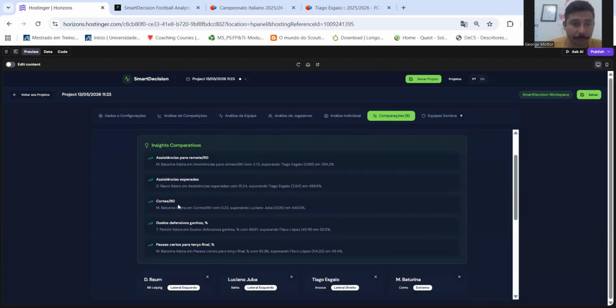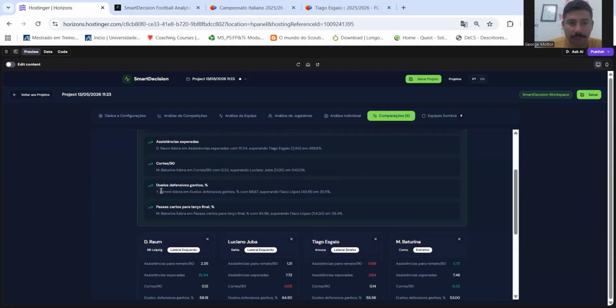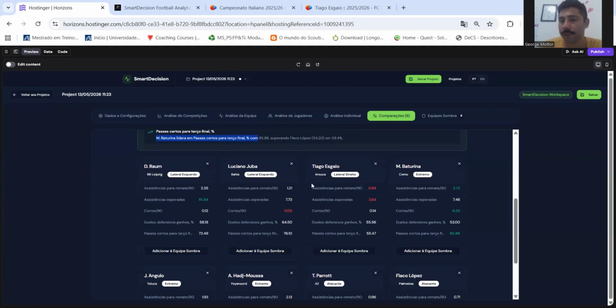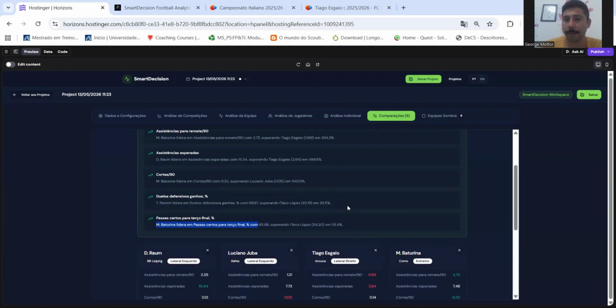For example, his expected assist rating is 15, surpassing his Gaio by 2. Also, in interceptions, Bartolina leads in this aspect better than Juba. In defensive duels, Pirouette leads in defensive duels, one better than Flaco, for example. And Barano's man clearing likely a fragment of a large ice. So here's some insights between these players we've included here, okay?